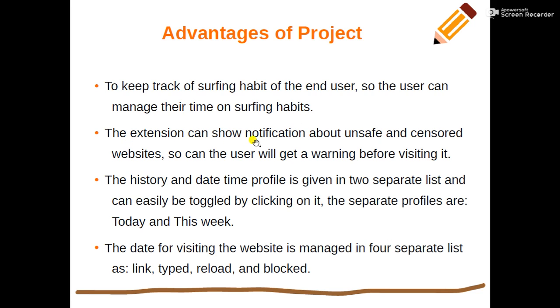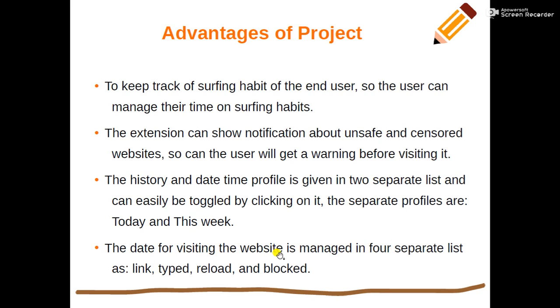The extension can show a notification about unsafe and censored websites, so the user gets a warning before visiting. History and date-time profiles are given in two separate lists and can easily be toggled by clicking on them. The separate profiles are today and this week. As I said about time categorization, the user will get to know how much they have traversed today, in the last 24 hours, and in the last 7 days.